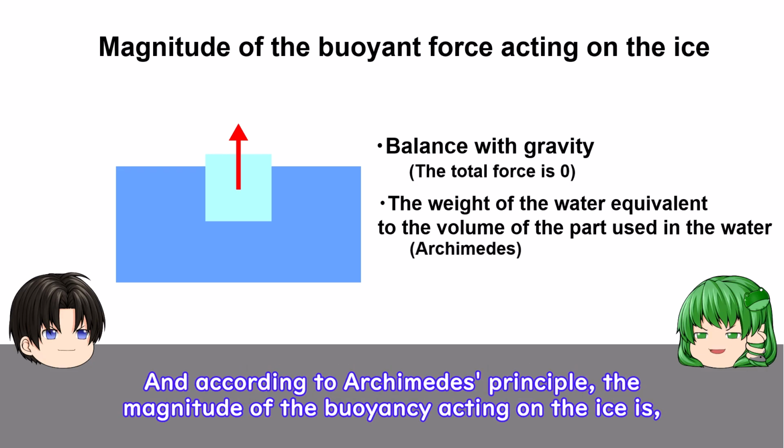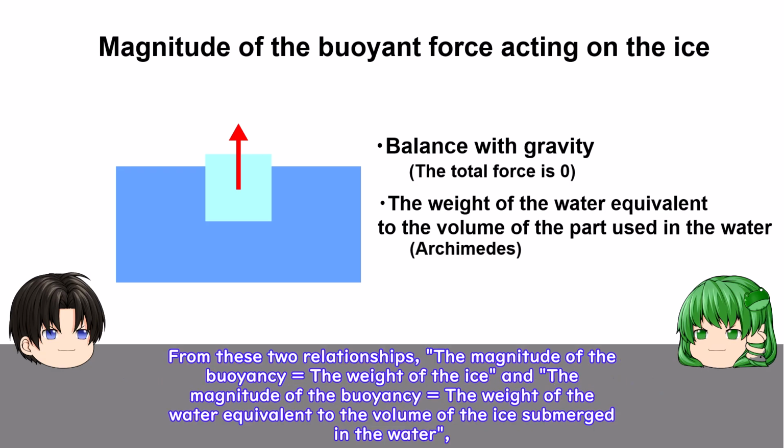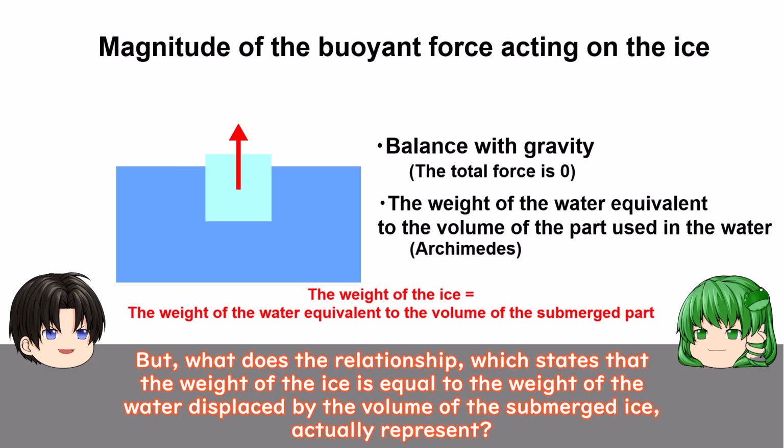And according to Archimedes' principle, the magnitude of the buoyancy acting on the ice becomes the weight of the water equivalent to the volume of the ice submerged in the water. From these two relationships, the magnitude of the buoyancy equals the weight of the ice, and the magnitude of the buoyancy equals the weight of the water equivalent to the volume of the ice submerged in the water. The relationship that the weight of the ice equals the weight of the water equivalent to the volume of the ice submerged in the water is derived. Indeed, that's certainly true.